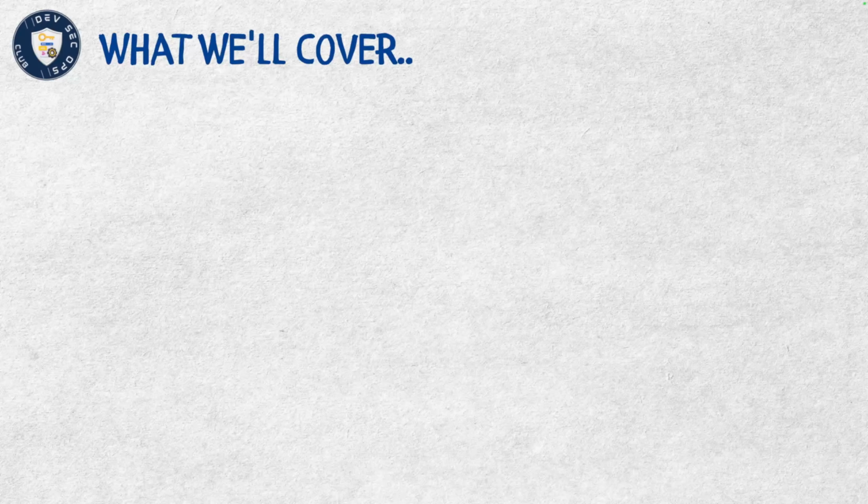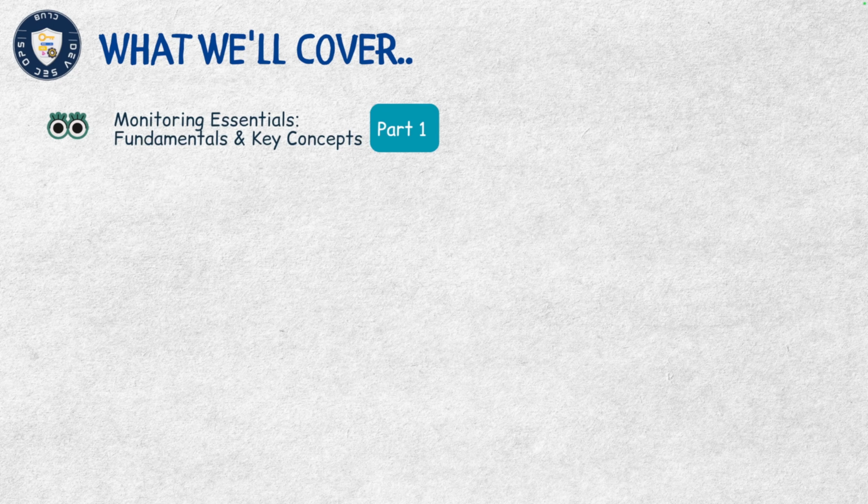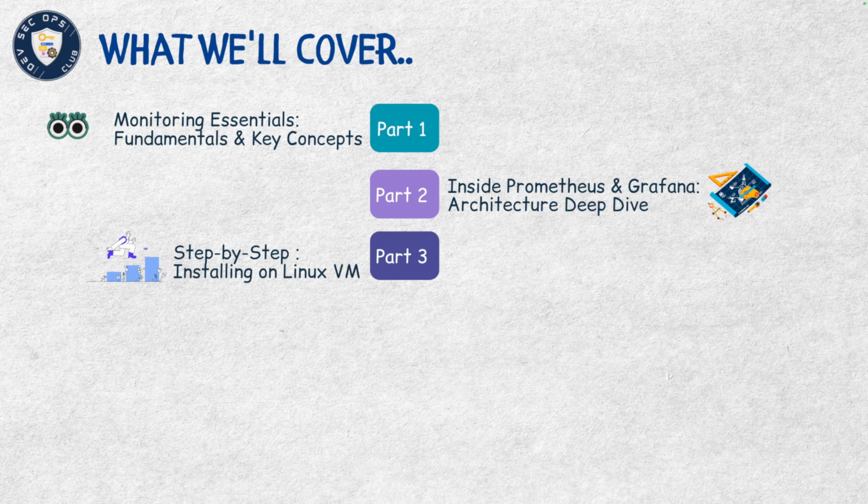So, today we are kicking things off with part 1, Monitoring Essential Fundamentals and Key Concepts. This is where we lay the foundation for understanding monitoring, why it is important, and how it helps keep systems running smoothly. Now, this session is just beginning. In upcoming parts, we will explore Prometheus and Grafana, its architecture, what its components are, and how it works. Then we will go step by step through installation of Prometheus and Grafana, how they work together, and where to configure what.